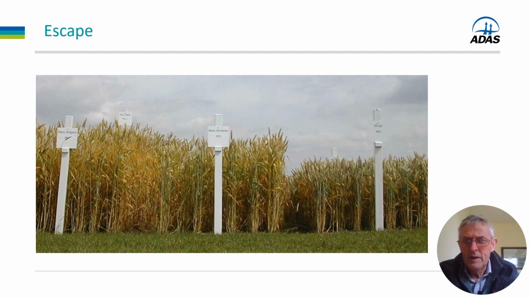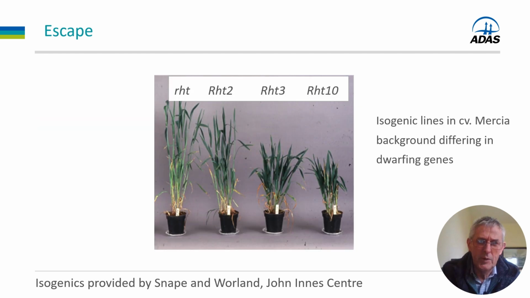Now, it's quite difficult to separate out the extent to which the disease susceptibility of these varieties was due to the height reduction or due to disease resistance genes, or the lack of them, in these varieties. But fortunately, around that time, a very useful set of what are called isogenic lines were developed.